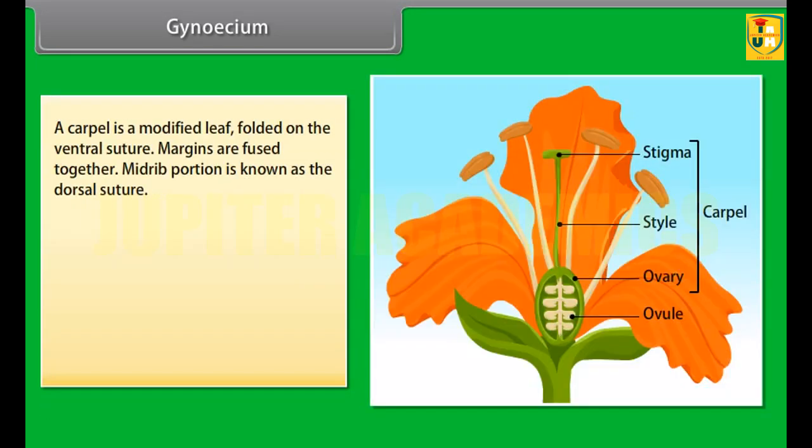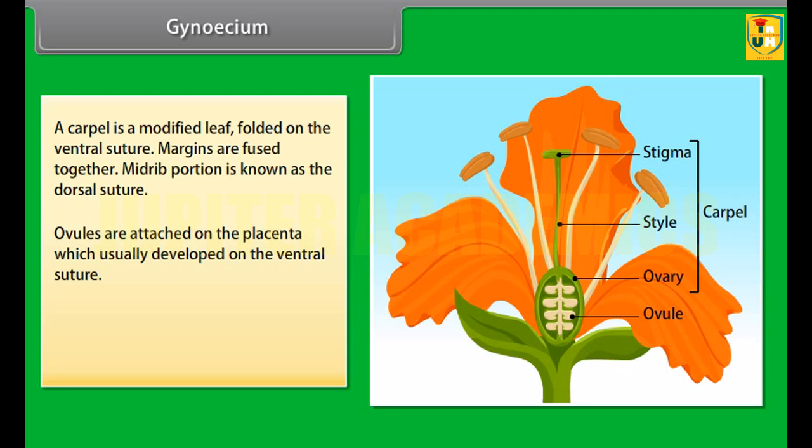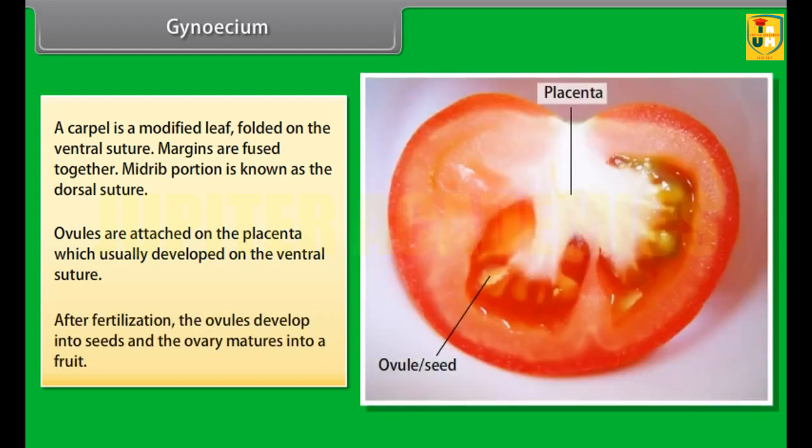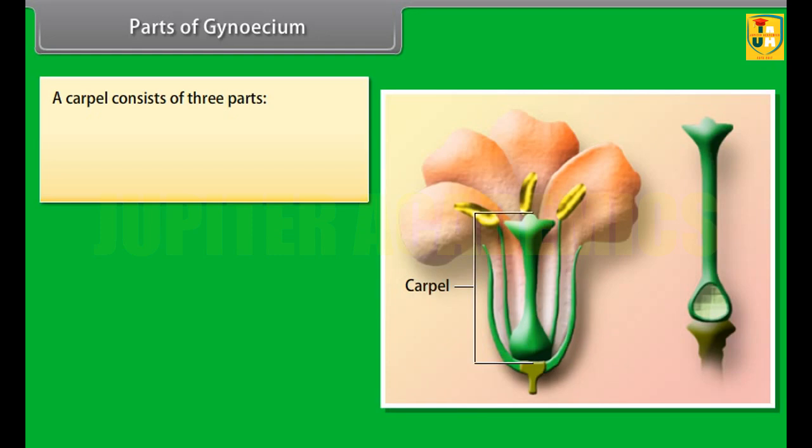A carpel is a modified leaf folded on the ventral suture. Margins are fused together. The midrib portion is known as the dorsal suture. Ovules are attached on the placenta, which usually develops on the ventral suture. After fertilization, the ovules develop into seeds and the ovary matures into a fruit. Parts of gynoecium. A carpel consists of three parts: stigma, style, ovary.